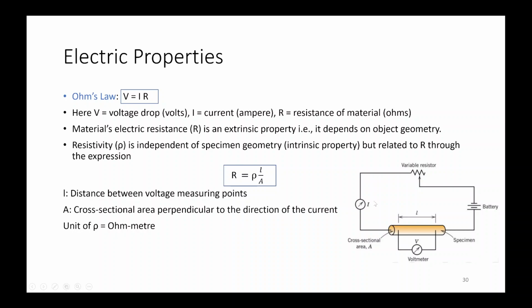This is your electrical circuit. This is your variable resistor. This is your current measurement ammeter. This is the voltmeter. This is the cross sectional area. This is the length of your specimen for which you are measuring your resistance. This is your battery which is supplying this current.